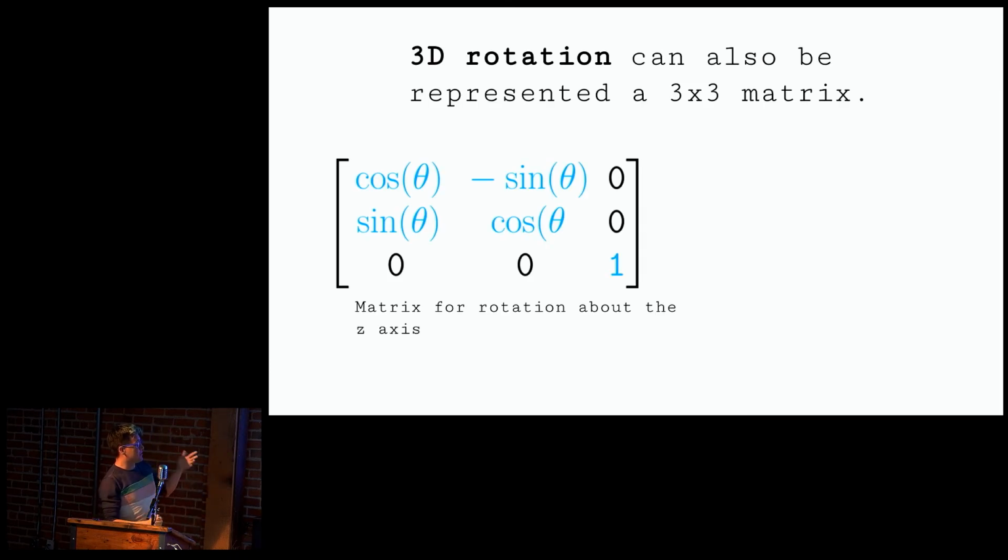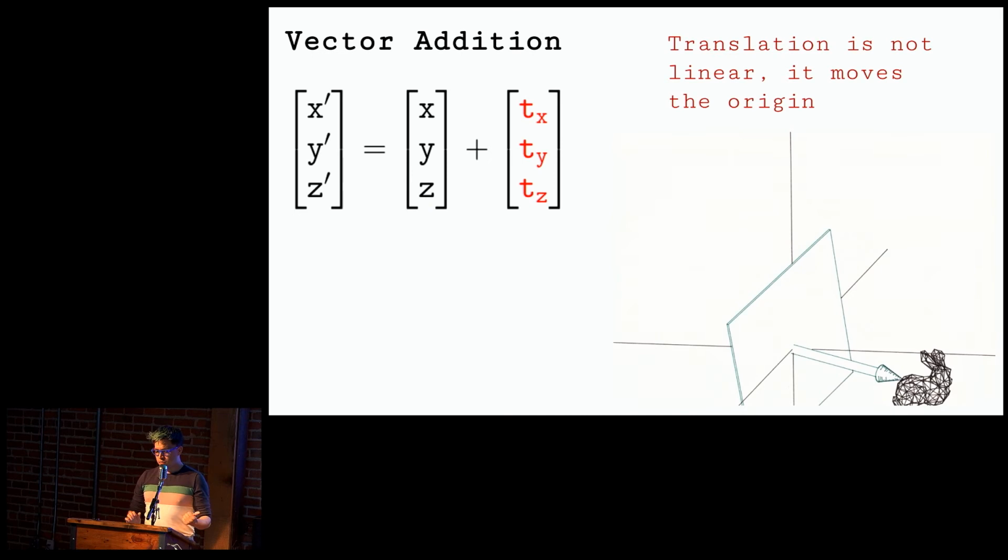I didn't tell you this, but 3D rotation can always be represented as a 3x3 matrix. Not only this one. This is rotation about the z-axis. It depends on what axis you want to rotate about, but you can always do a 3x3 matrix. So we're good for rotation. We could find a 3x3 matrix that does our rotation. But we are totally not good with translation.